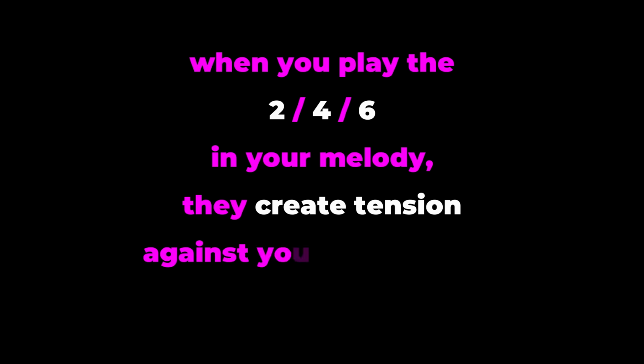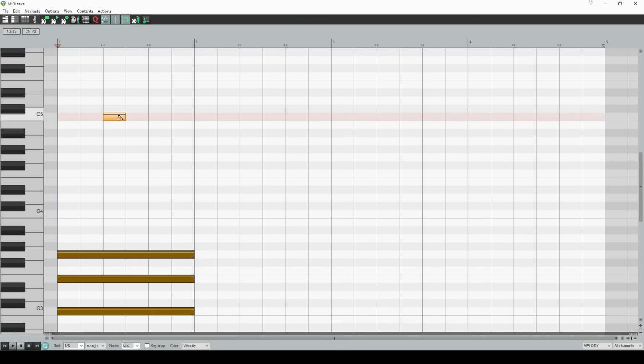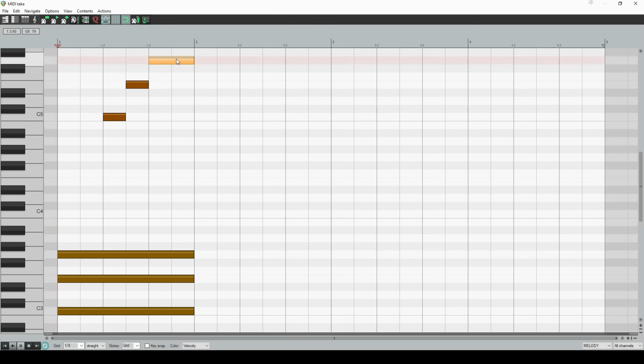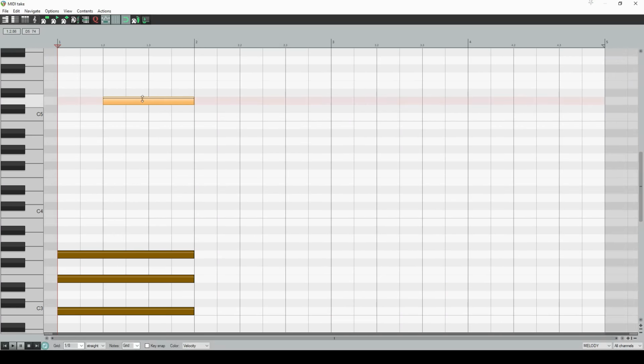How? Well, when you play the 2, 4, or 6 in your melody, they create tension against your triad below, because they don't fit in completely. To hear this, play a triad, and then play the 1, 3, and 5 above it as a melody. Those 3 notes fit in perfectly with your triad below, as they're merely doubling what's already there. Now, play a 2 in your melody. This note sits in between the 1 and 3, rubbing up against them and causing tension.